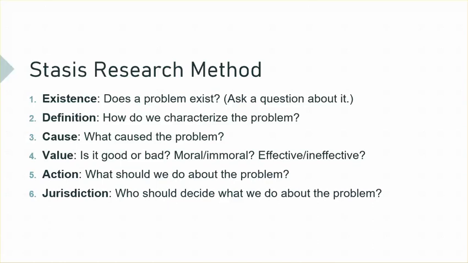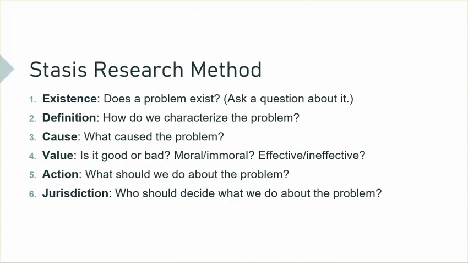The third is the cause. What caused this problem? Fourth, you're going to assign a value to it. Is this something that's good or bad? Is it moral or immoral? Is this method effective or ineffective? The fifth step is the action that should be taken. So what should we do about this problem? And then the final question is jurisdiction. Jurisdiction means area of control. And the question here is, who should decide what we do about this problem?